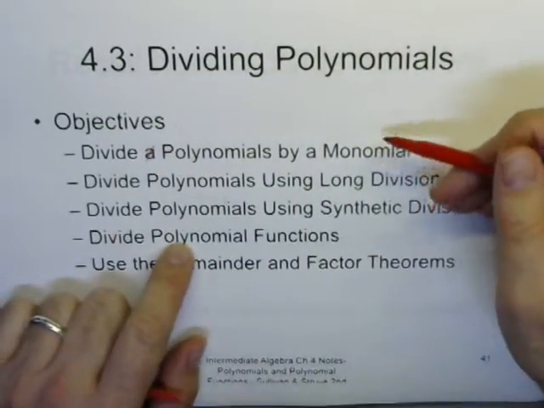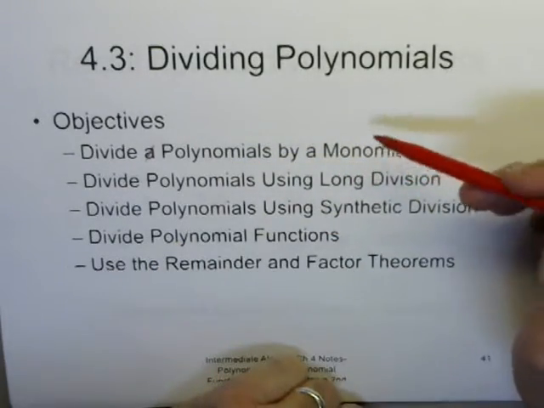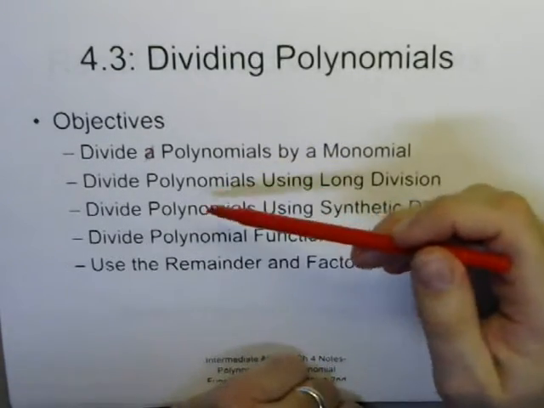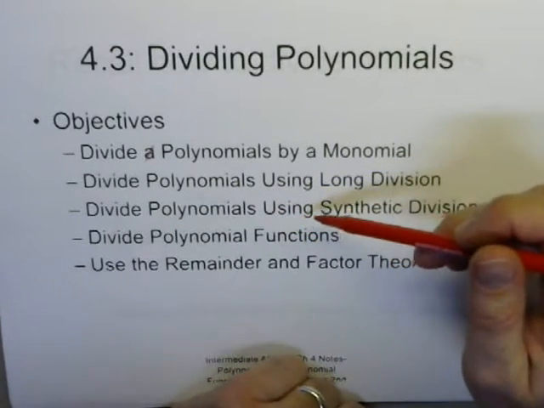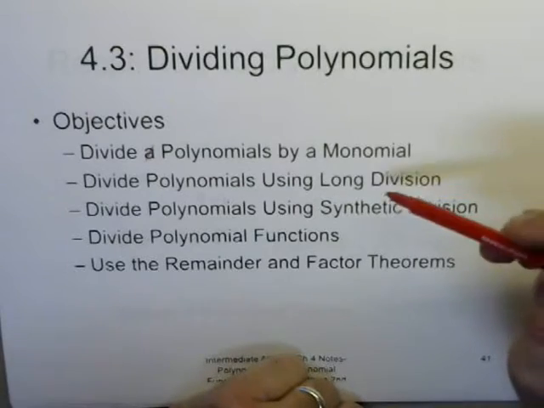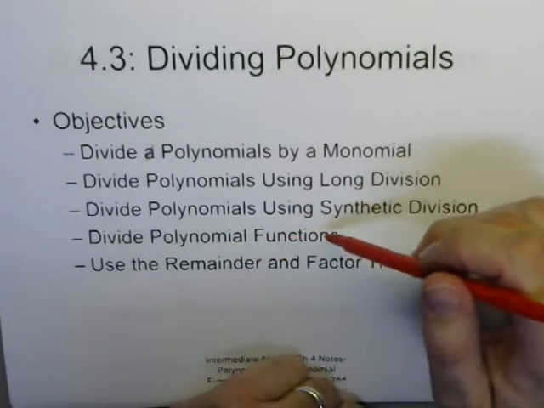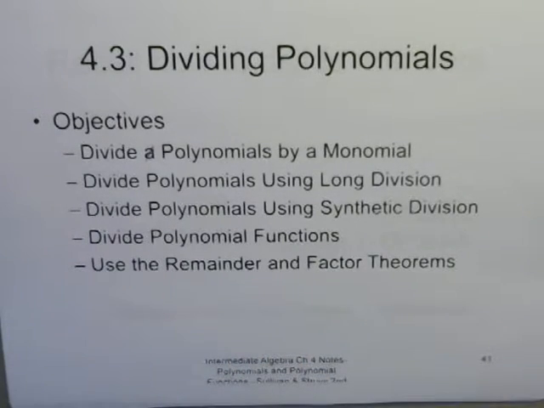By a monomial, so that'll be basically dividing something with several terms by something with one term. Then we'll look at polynomial long division, which is similar to what you did when you divided numbers using long division. Then we'll look at a shortcut for dividing polynomials, which is called synthetic division. Then we'll look at dividing polynomial functions, which would be very similar to what we do when we divide regular polynomials. And then we'll use the remainder and factor theorems.